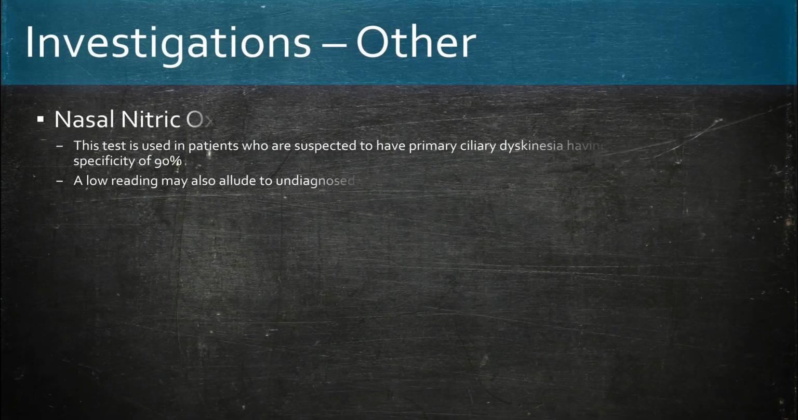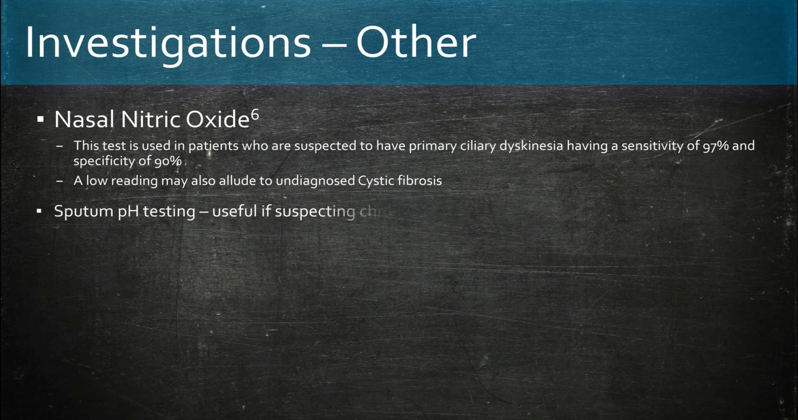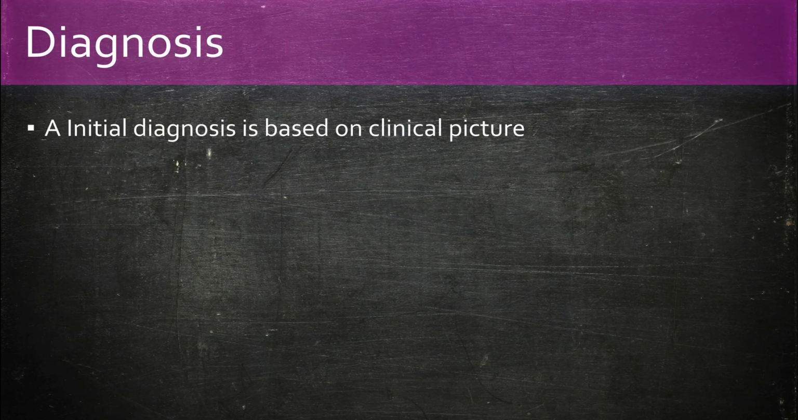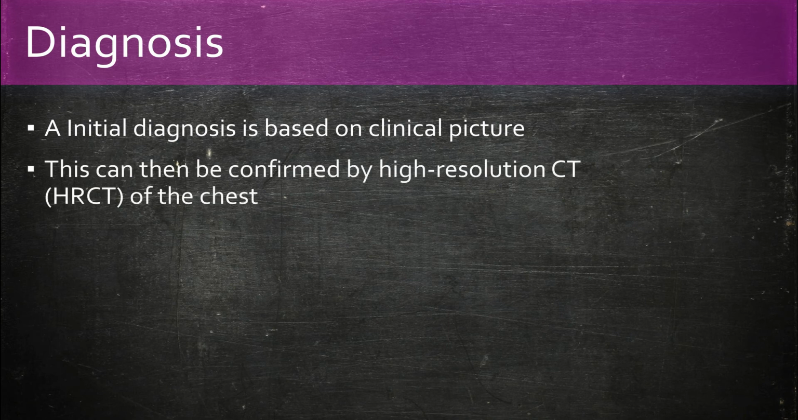We also have other investigations that we can do, including nasal nitric oxide test. This can help us diagnose primary ciliary dyskinesia. A low reading may also allude to undiagnosed cystic fibrosis. Initial diagnosis of bronchiectasis occurs via clinical picture. This is then followed by confirmation by CT.